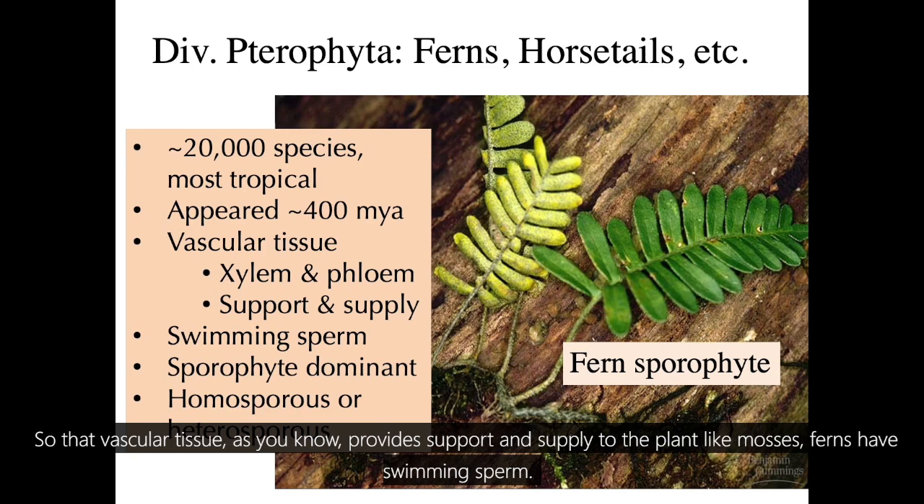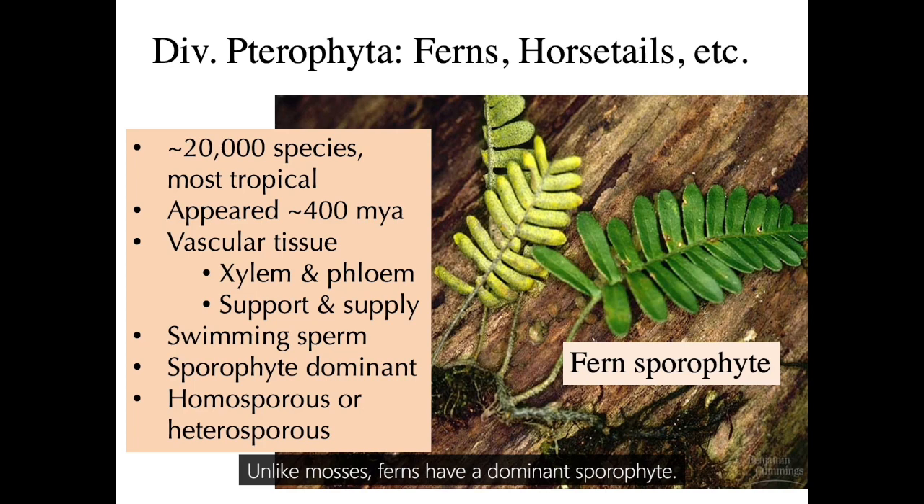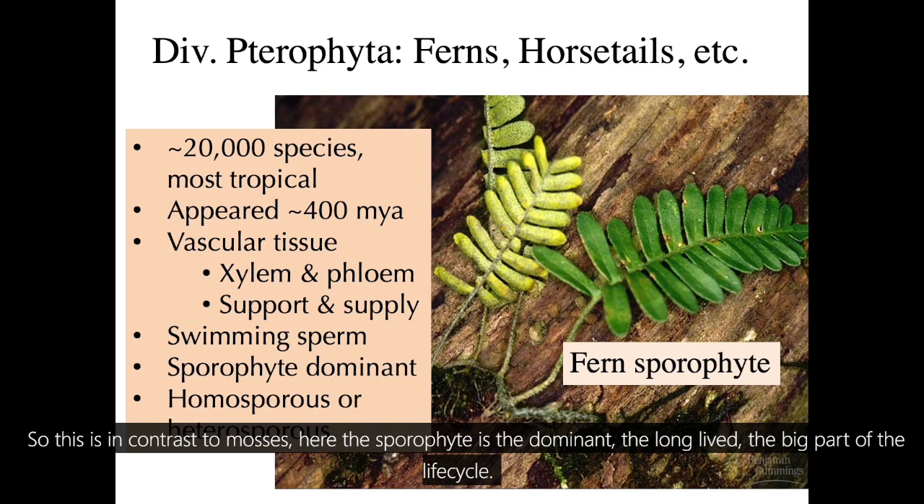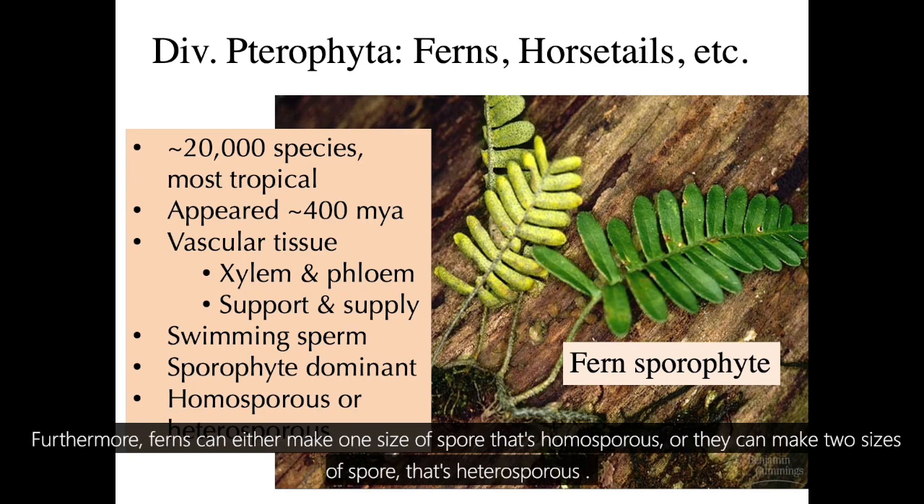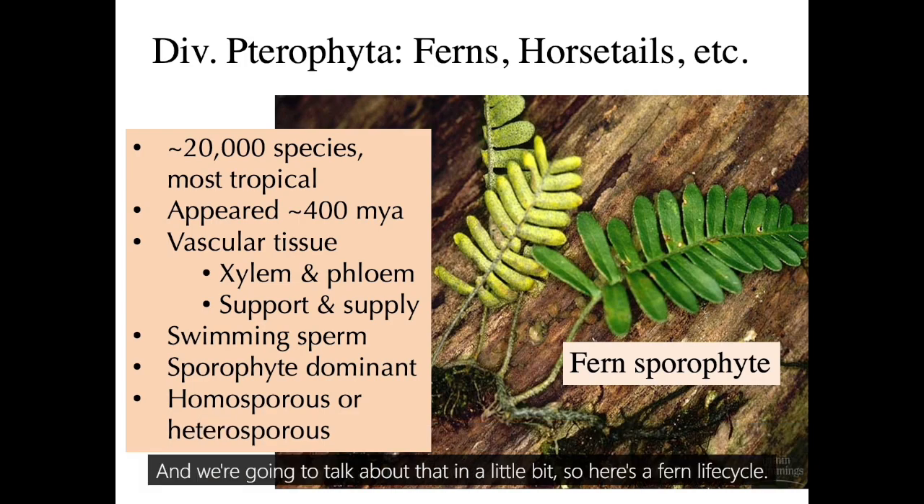Like mosses, ferns have swimming sperm. Unlike mosses, ferns have a dominant sporophyte. So this is in contrast to mosses. Here, the sporophyte is the dominant, the long-lived, the big part of the life cycle. Furthermore, ferns can either make one size of spore, that's homospore, or they can make 2 sizes of spore, that's heterospore, and we're going to talk about that in a little bit.